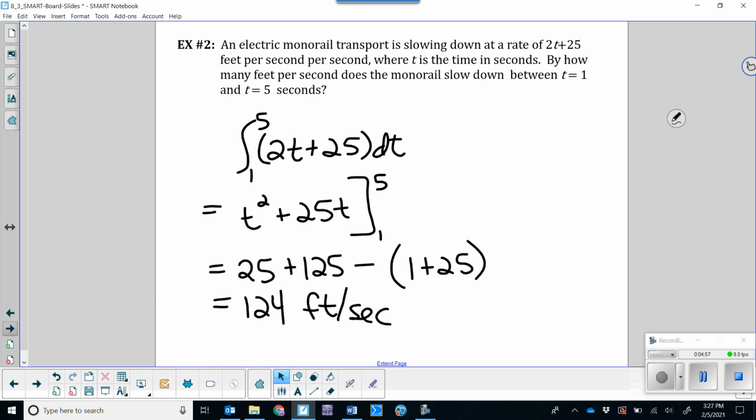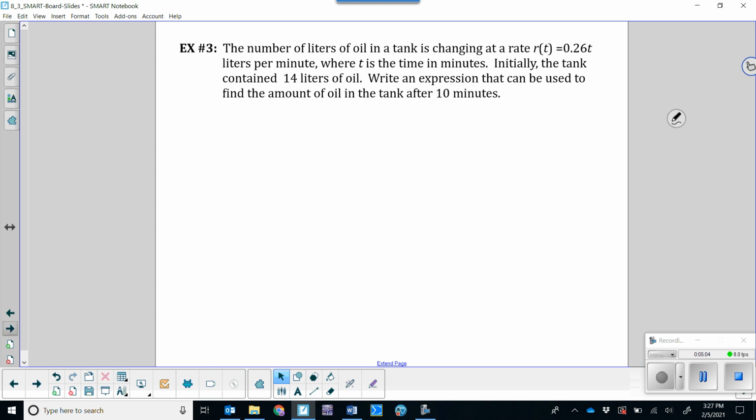Okay, so you should practice that on every question, writing out that sentence, especially if you have not been and you're struggling on that. Okay, let's look at example 3.